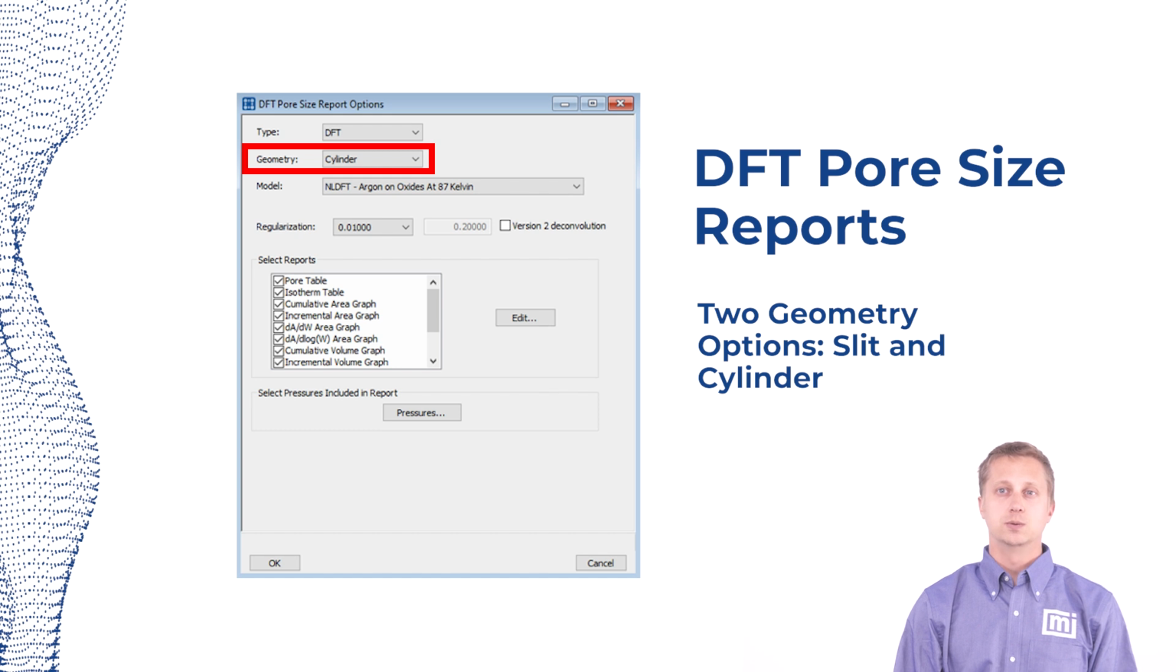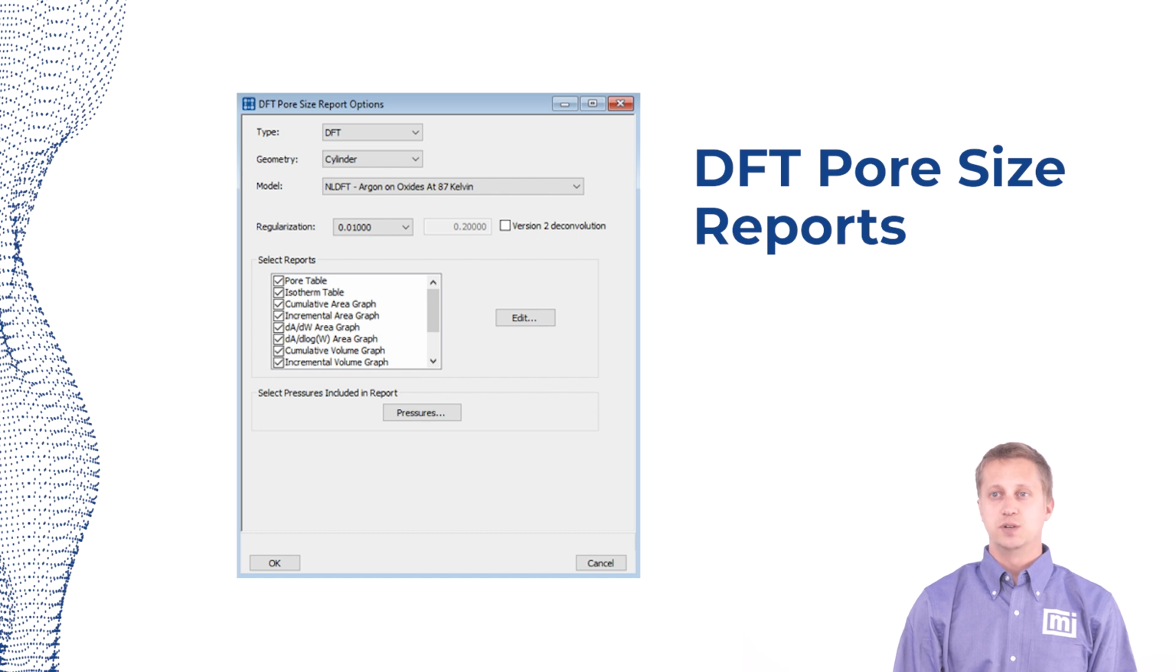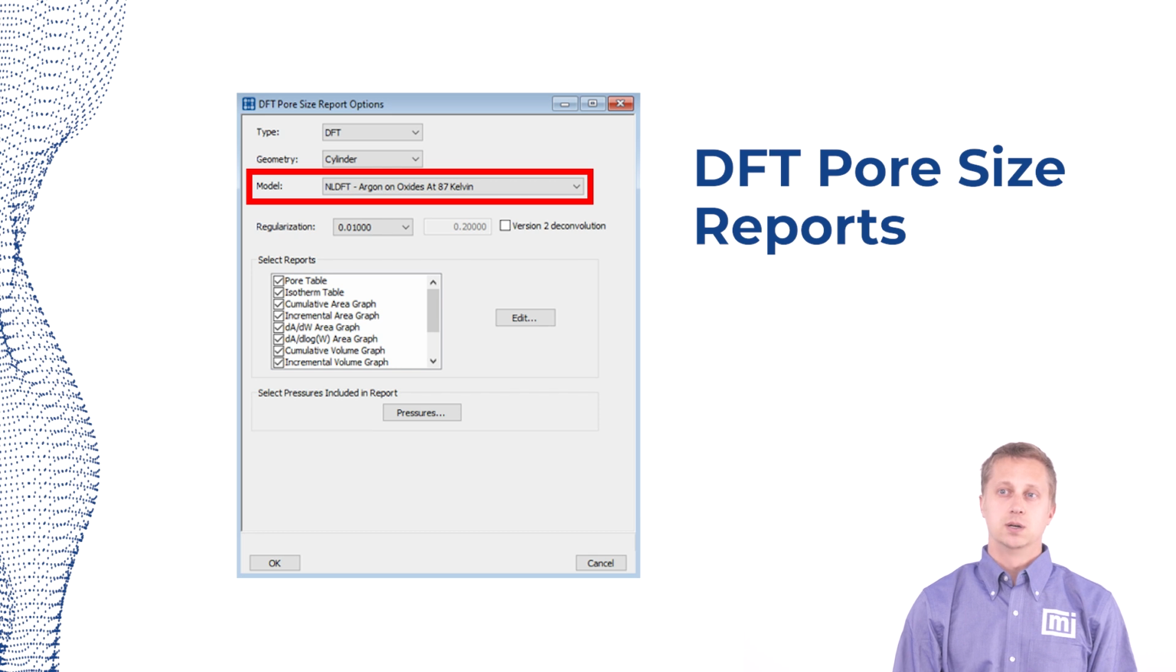In these reports, you will need to select a geometry of which there are 2 options, slit and cylinder. And you will select that geometry for the same reasons that you would select in Horvath-Kawazoe. Additionally, you'll also select a model. The model should be specific to your material and you'll only be able to see models that match the gas that you used for your experiment, as well as the temperature where you collected your data.